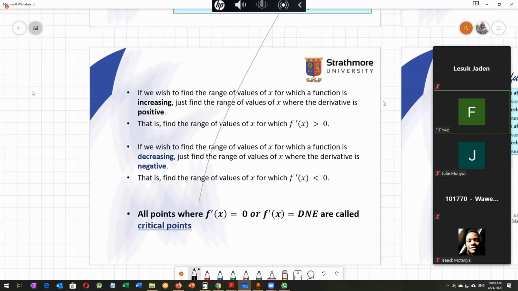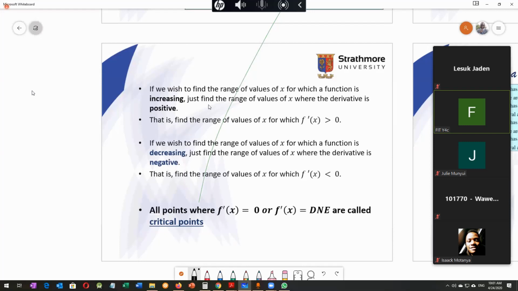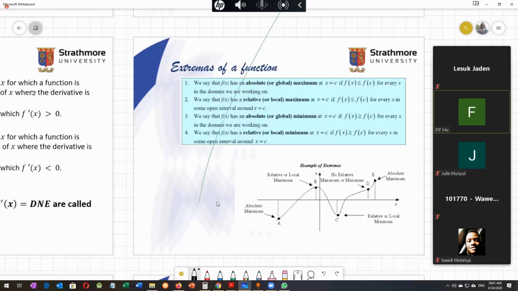So if we wish to find the range of values for which the function is increasing and decreasing, we look at the positivity and the negativity of the first order derivative. So if you're summarizing, the first order derivative can tell us where the curve is rising and falling. Then number two, there are some things called critical points. It is where the first order derivative is zero, or the first order derivative is undefined or does not exist. Very good. Not for cramming, to be applied from Monday.